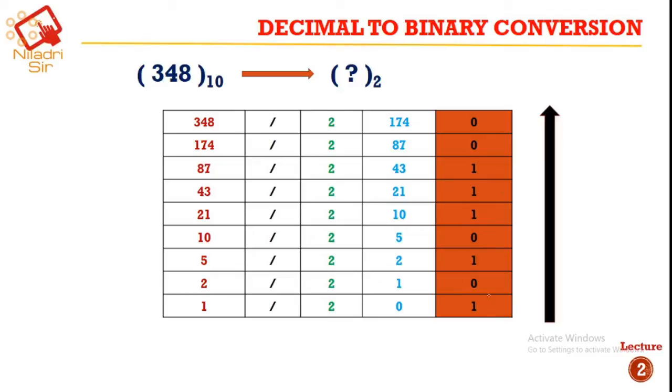So the answer is 1, 0, 1, 0, triple 1, 0. So you have to read it from this way to this way. Okay, so this is the answer.